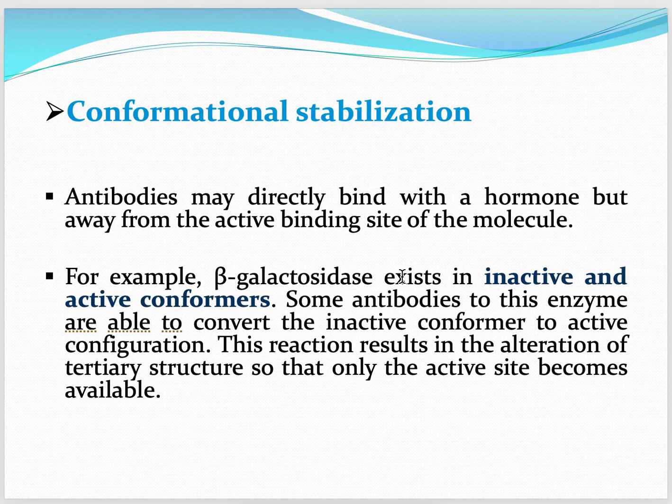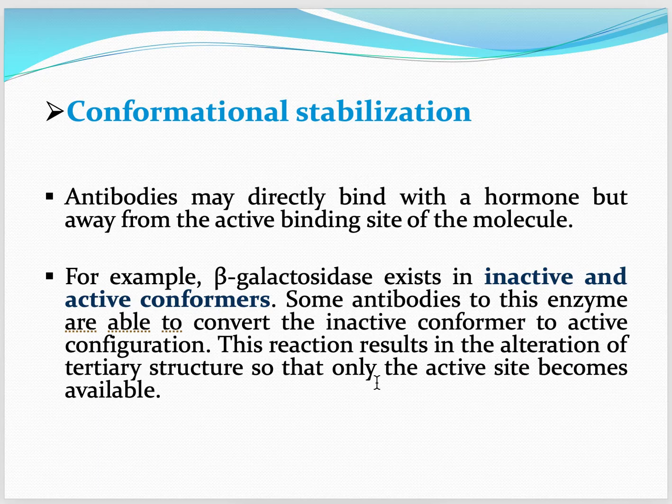So for example, beta galactosidase. It's an enzyme, and it can exist in two forms, inactive or active, that means it has two conformations. In one conformation it is inactive, in another it is active. There are some antibodies which can bind to beta galactosidase, not in the active site but in a different site than the active site, and this binding can change the conformation of beta galactosidase to the active conformation.